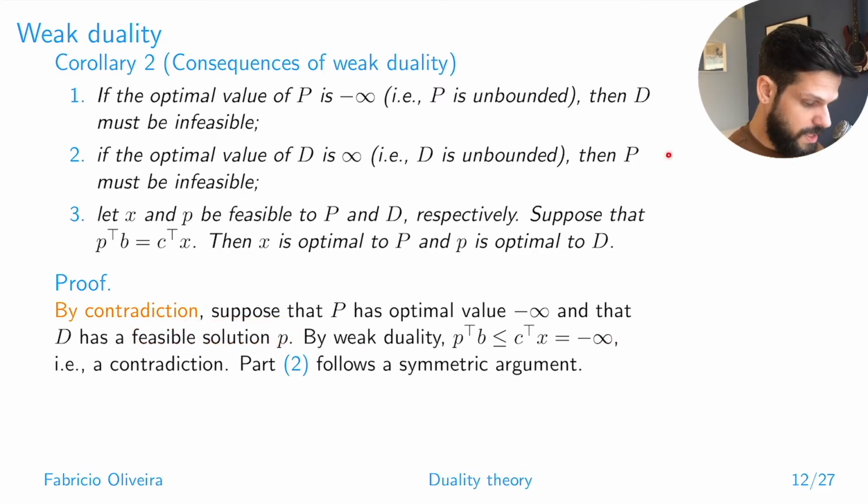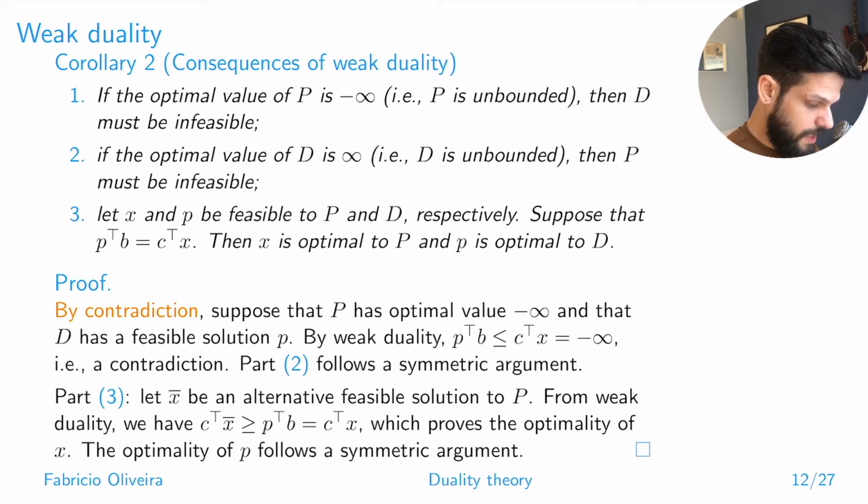You can do the same thing with this just by a symmetric argument, again using weak duality. The last one is not that hard to prove either. So let x be just an alternative feasible solution to P, not the one that you plug in and find this. Okay, so different than x. We know from weak duality that whatever p you plug in your dual, you find a lower bound to your primal. But you have just seen that for that x, when you plug it into your primal, you obtain the same value as the objective function of your dual.